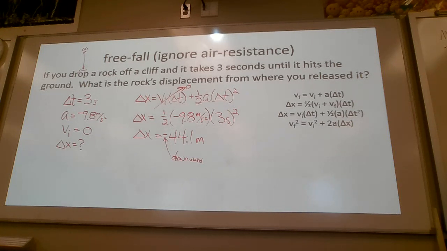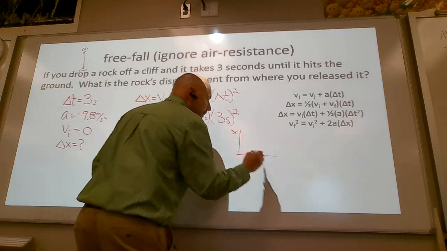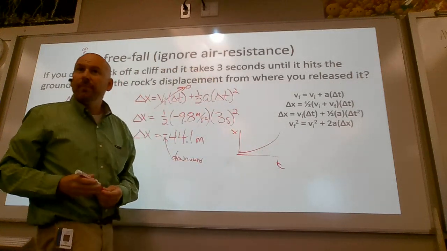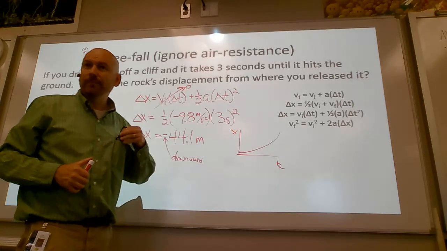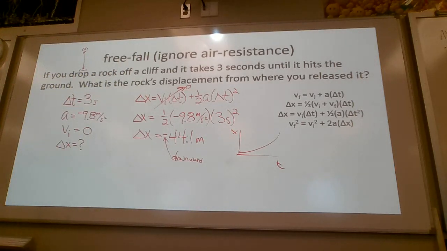And so that's why it's going to be more than after that 1 second, the speed increases. And so we would expect the position versus time graph to look something like that. Does that make sense? Good?